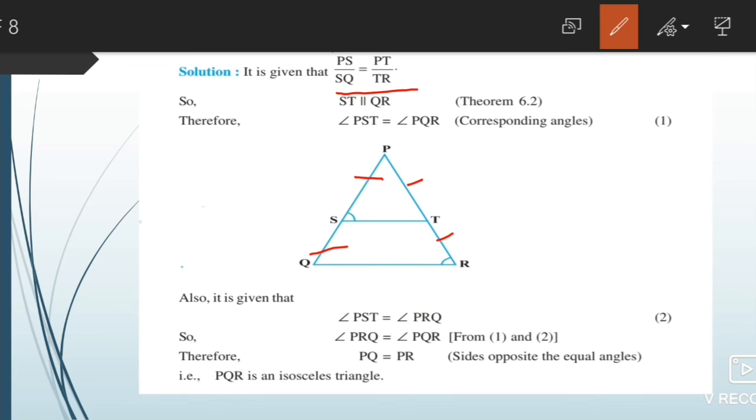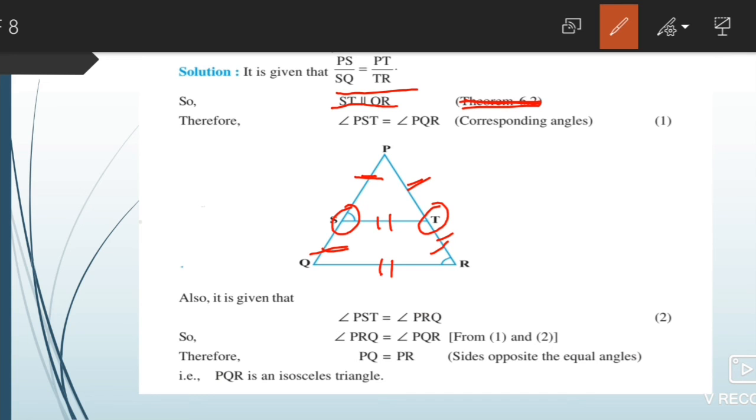As you can see, the ratios of the sides are given equal. That means this is the condition of the converse BPT theorem. Yesterday I discussed the converse BPT theorem. In the converse BPT theorem, if a line intersects two sides of a triangle in two distinct points, and if the ratio of the sides are equal, then you can say that ST is parallel to QR. So by using the converse BPT theorem, you can write ST is parallel to QR.